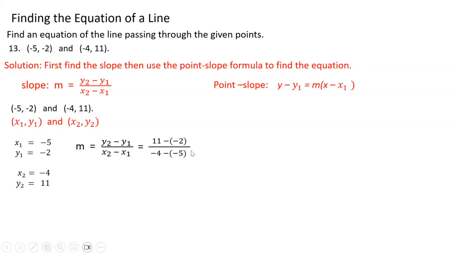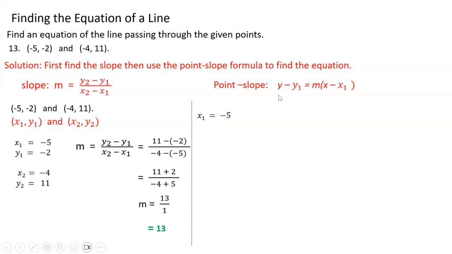So we plug it into the formula. 11 minus negative 2 will give us 11 plus 2, and negative 4 minus negative 5 will turn into a positive, so it will give us the slope of 13. So my slope is 13.